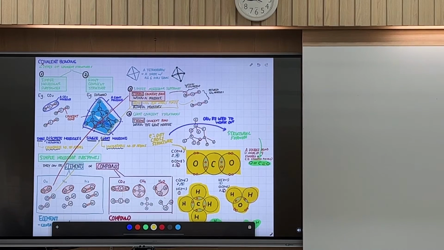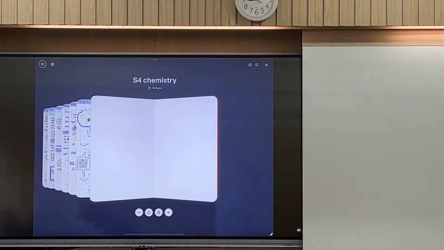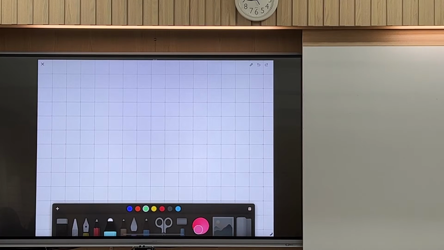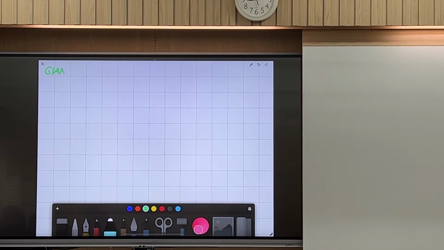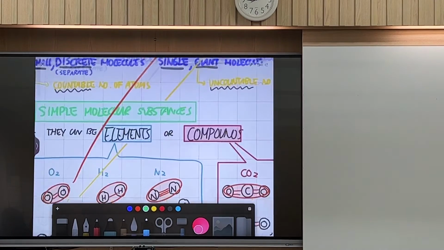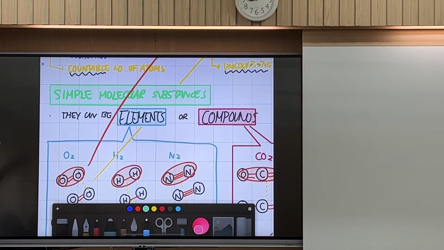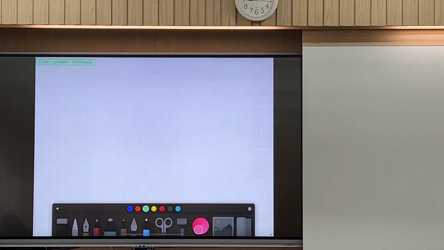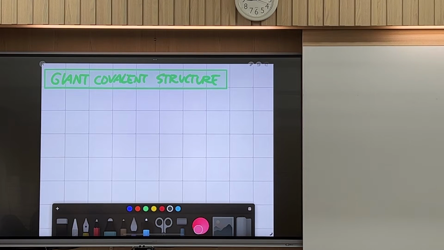They are also elements and compounds, okay, on the next page. So put this down now. We have giant covalent structures. Just like the simple molecular substances, they can exist as element or compound. Do you see that here? I wrote simple molecular substance, they can be elements or compounds. Well, for giant covalent structure, they can also be elements and compounds.